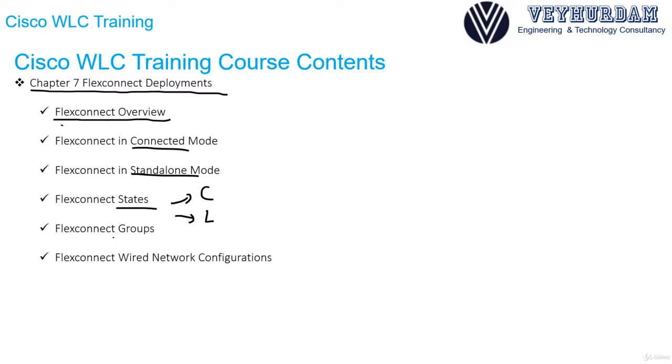Then we will understand why we need FlexConnect groups. We will go over different FlexConnect network configuration needs on your wired network, and we will do labs related to configuring FlexConnect groups, doing the wireless LAN to VLAN mappings on your FlexConnect, and also we will understand how to convert a local mode access point to FlexConnect and do the necessary configurations for local switching, and we can also understand local authentication.